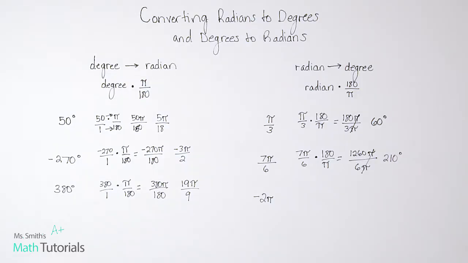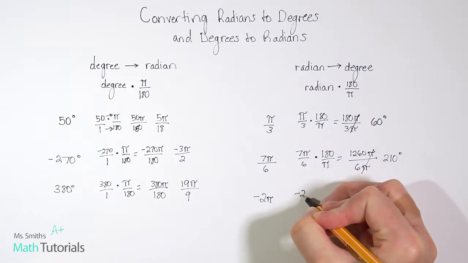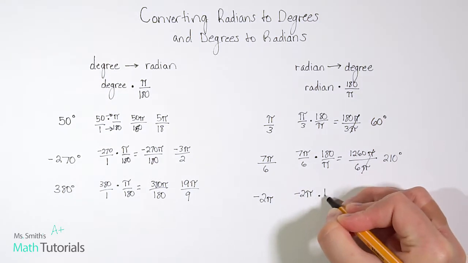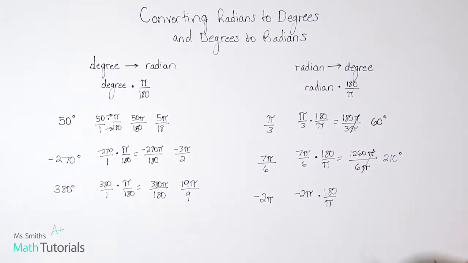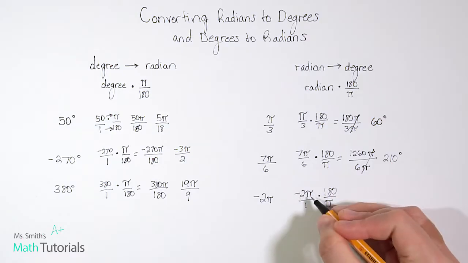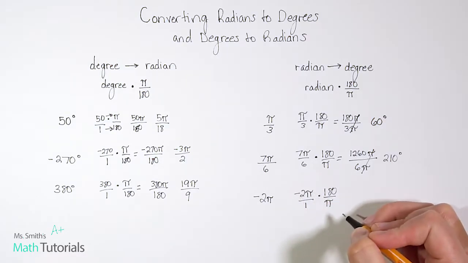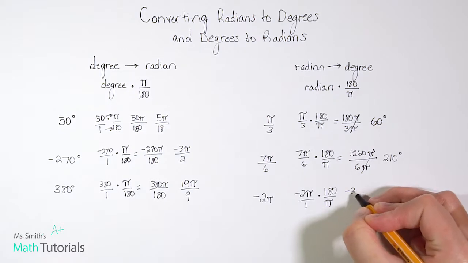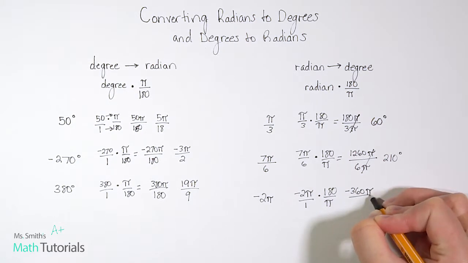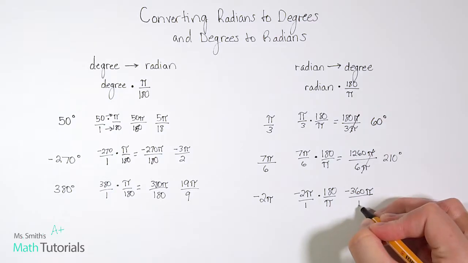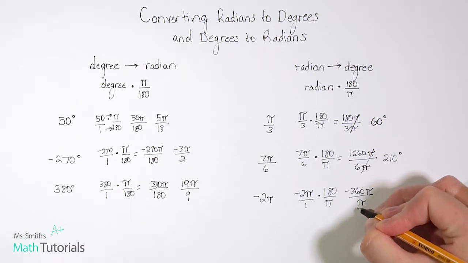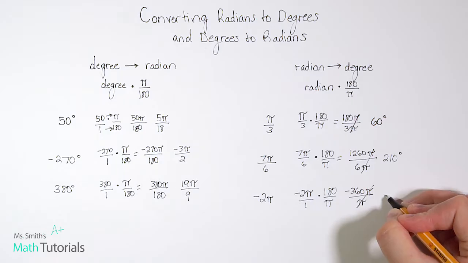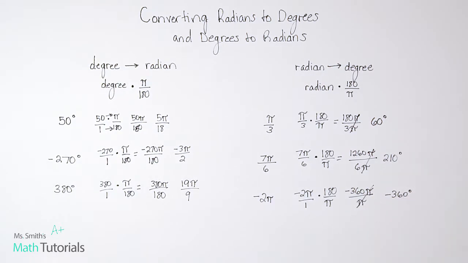All right, one last one together. If we had a negative 2 pi, then we'd say, all right, negative 2 pi times 180 over pi. And you can always make anything a fraction by putting it over 1. Negative 2 pi times 180 gives us negative 360 pi. And 1 times pi is just pi. So our pi's would cancel, and we are just left with negative 360 degrees.